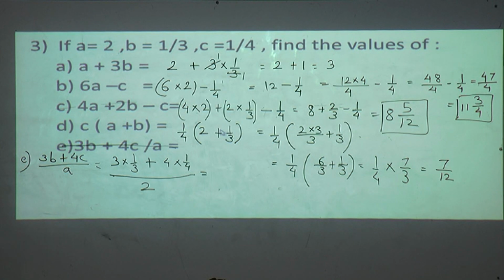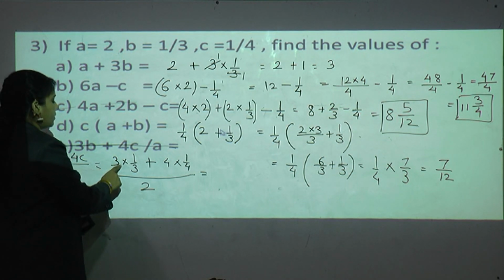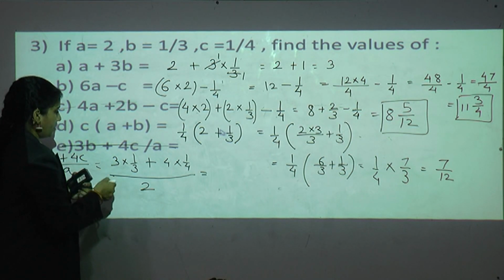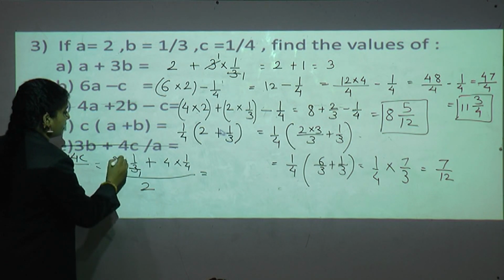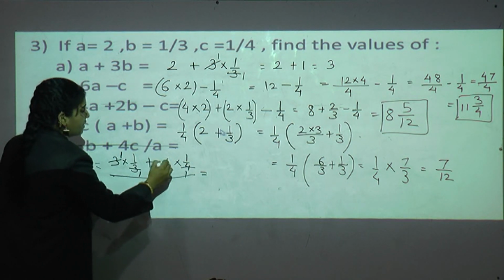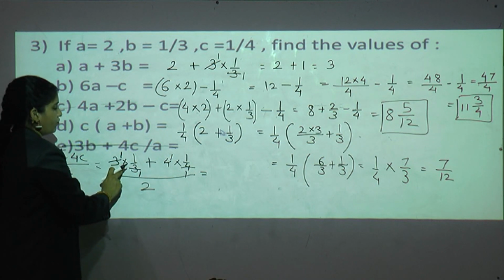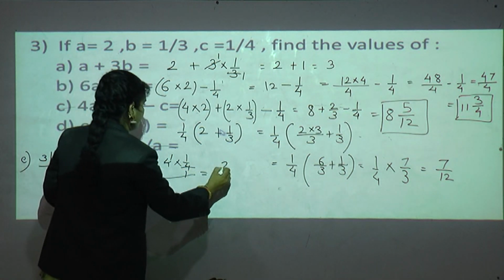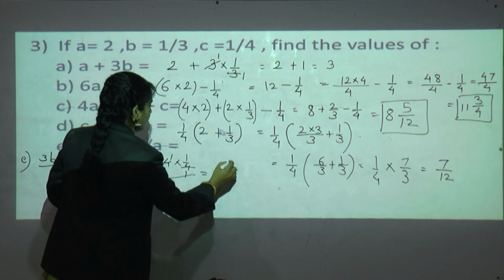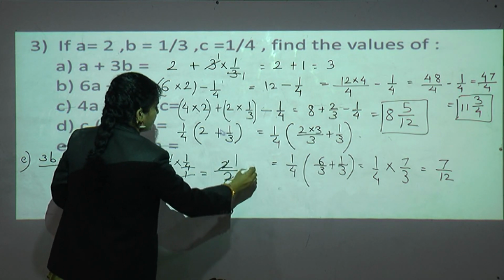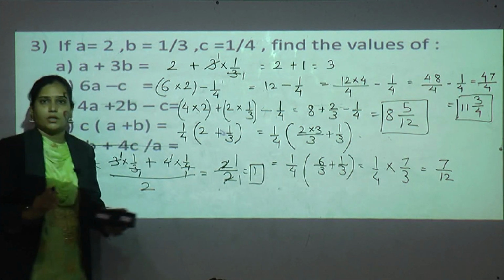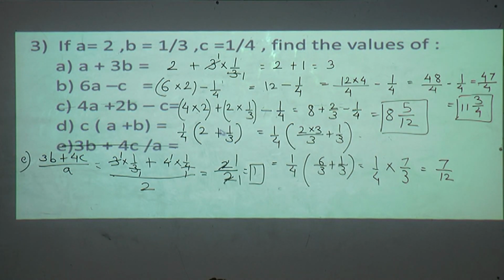Here, if 3 divided by 3, that means 1, and 4 divided by 4, that means 1. So 1 plus 1, 2 upon 2. So your answer is 1. Understood, all of you? Okay.